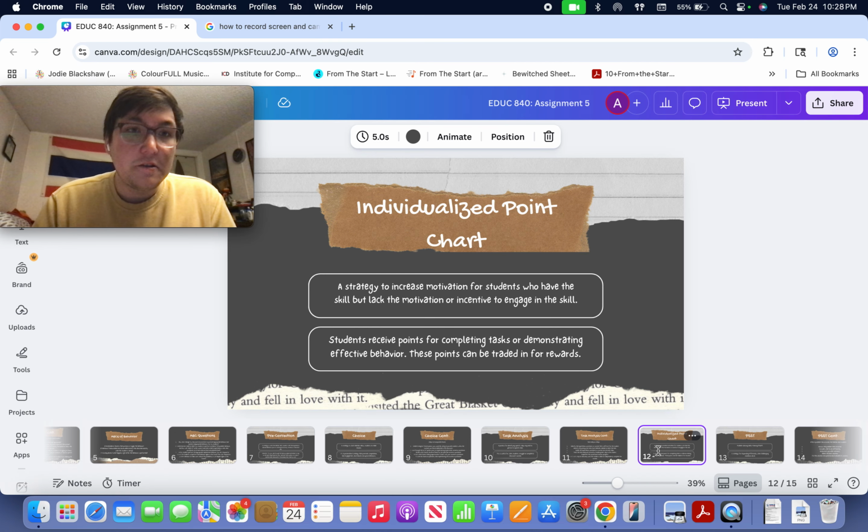And I forgot to mention the different rewards. They don't have to be big. They can be pretty small. It can be something like being able to listen to music during individual task time, or being able to have lunch in the classroom. It doesn't have to be something big. It can be small, but it should be something that the student likes and might get enjoyment out of.